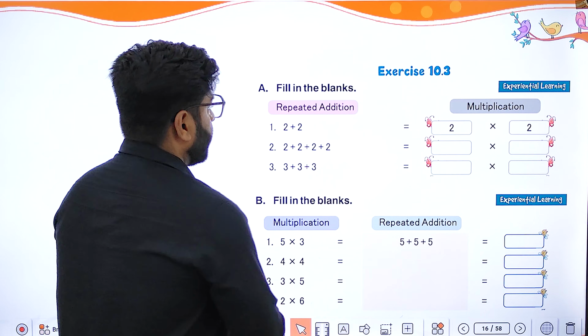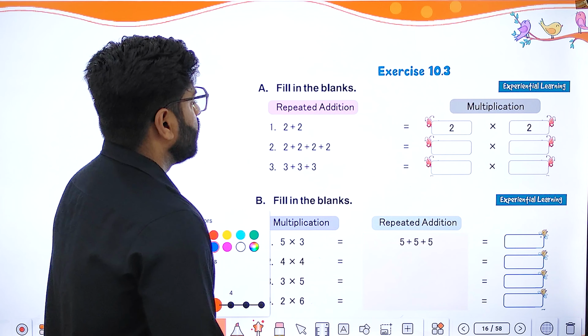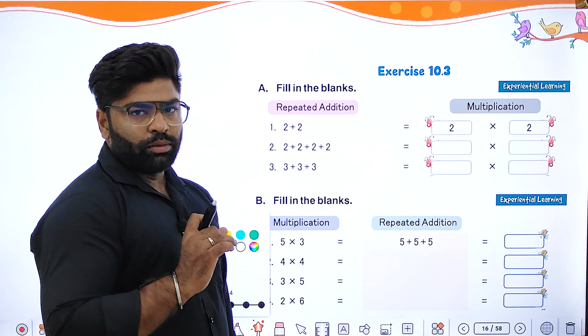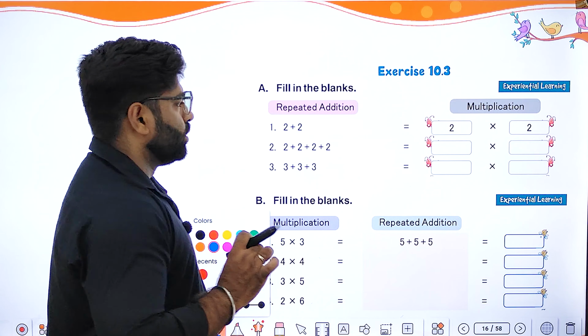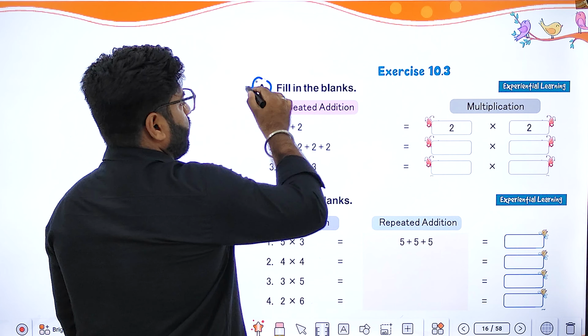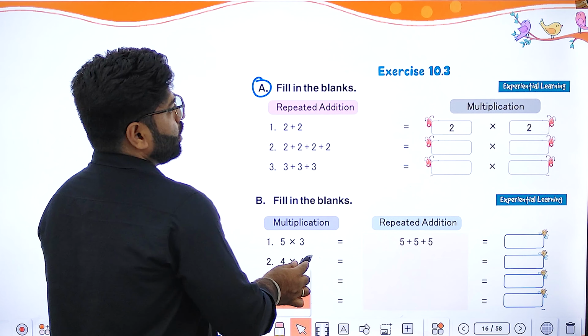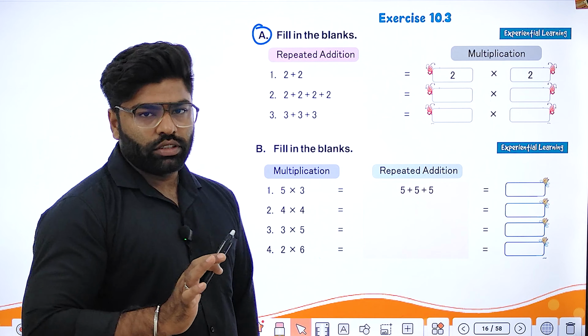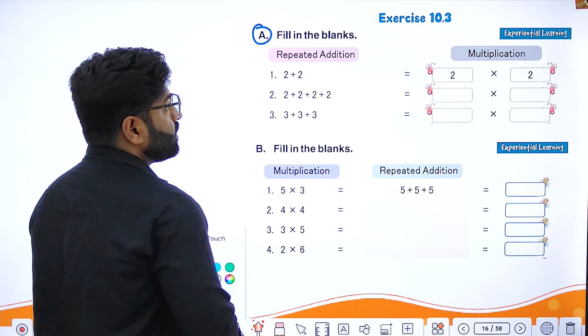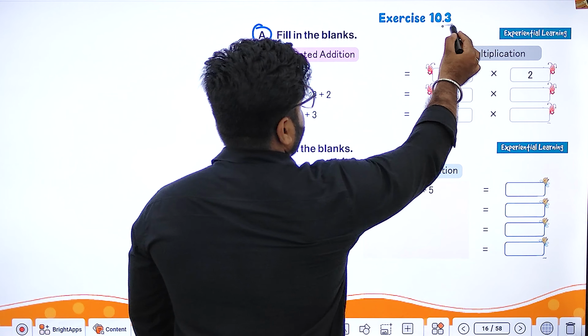Here we have an exercise, that is 10.3. If you have learned the tables, then you can easily solve the multiplication part, otherwise not. So learn it properly, revise it as many times as you can, because if you don't revise the tables, you will forget all of them. Clear? So come to our exercise 10.3.